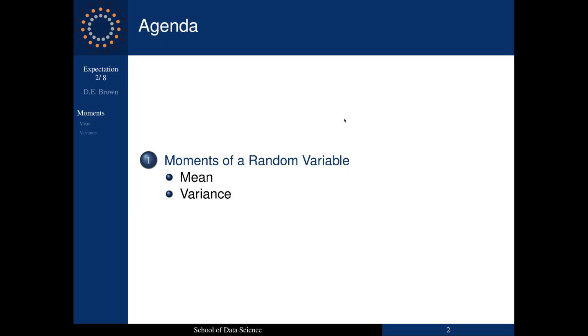In this lecture, we will talk about two moments of random variables. The first is the first moment, otherwise known as the mean, and the second one is the second moment about the mean, otherwise known as the variance.